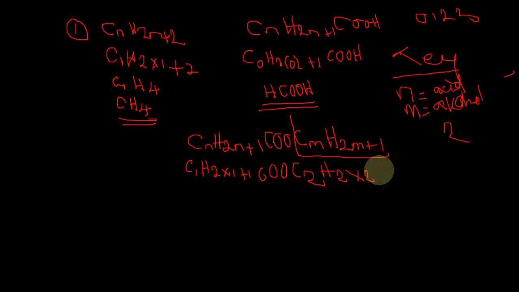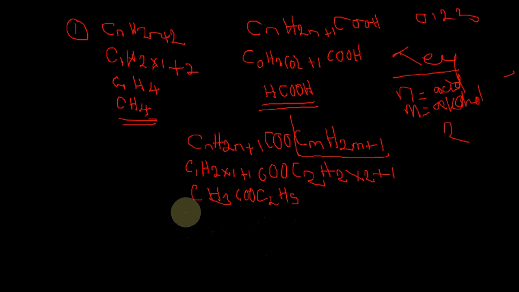and compute the rest. Okay, so here C1 will come down like that, and 2 times 1 is 2 plus 1 is 3, so I'll have CH3 here, and COO, and then C2 already, and 2 times 2 is 4 plus 1 is 5, so I have 5 hydrogen atoms.